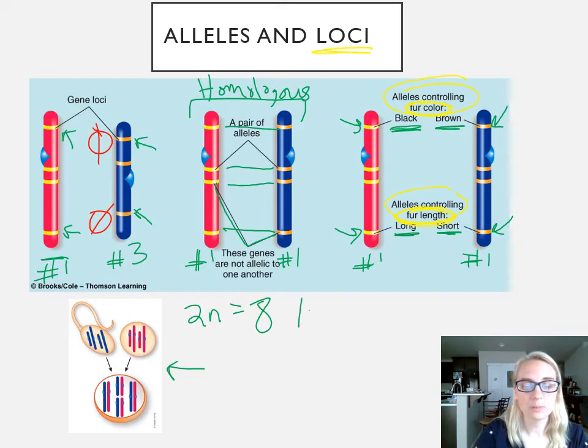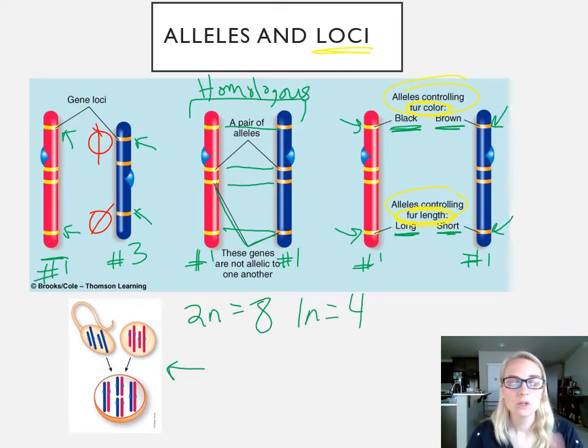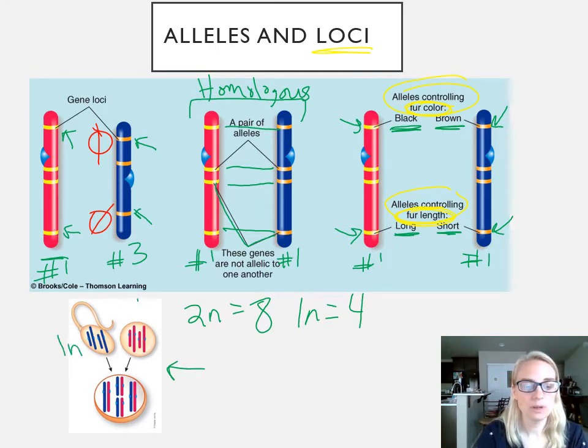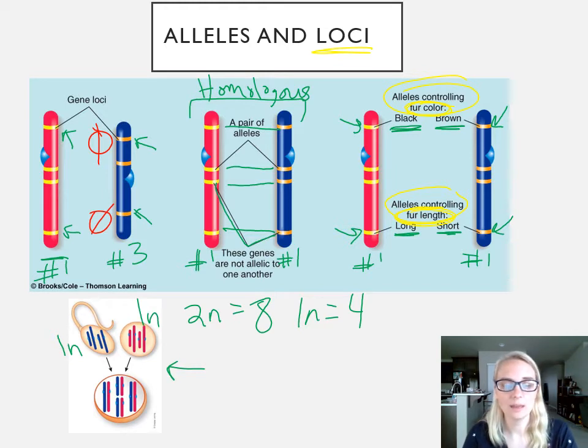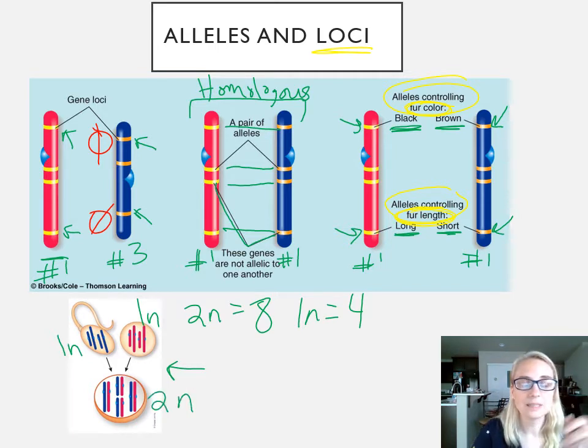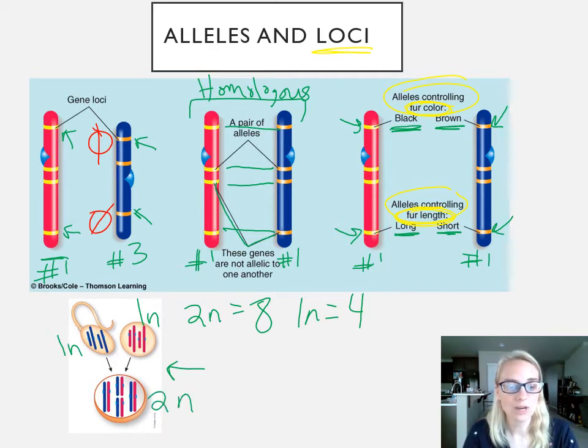And the haploid number would be half of that, which would be 4, right? So in this particular diagram, we have a haploid sperm fusing with a haploid egg, and you can see they each only have 4 chromosomes, 4 individual chromosomes. They're not replicated, they're not in homologous pairs, because at this point they're haploid, they only have 1 of each. When they fuse together, we are creating a diploid zygote, which now has 2 copies of each gene.